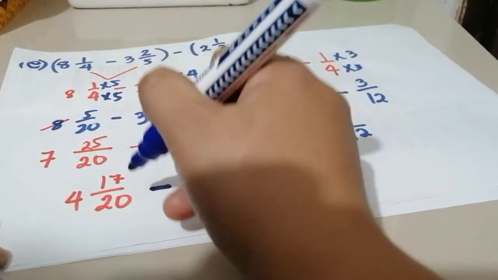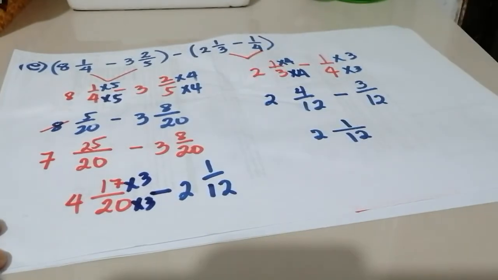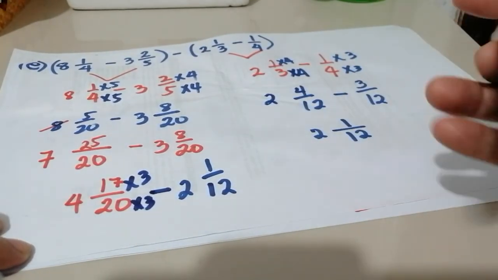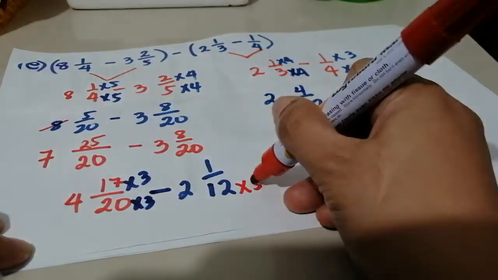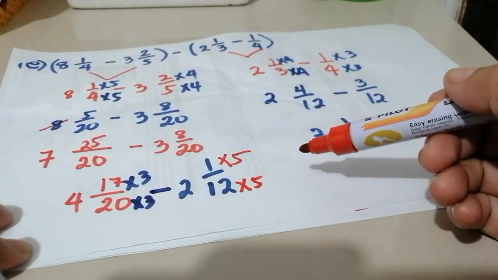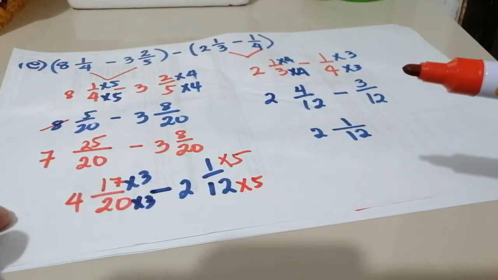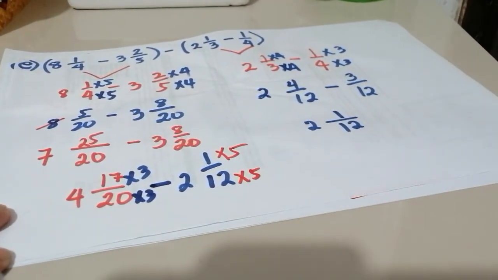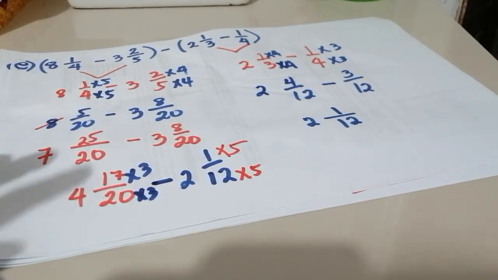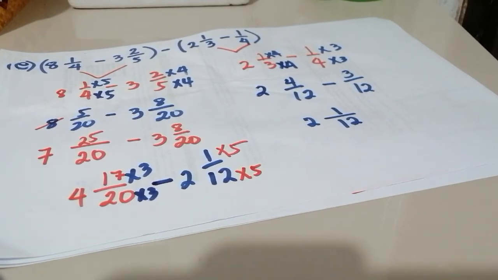Okay, so how can we make this denominator 60? We need to multiply this 20 by 3, by times 3 here. And then here, we have to multiply the 12 by times 5 here and times 5 here. Why? Because when we skip count by 12, we have to skip count 5 times before we get 60. Okay? Same as with 20, by times 3 here, because when we skip count by 20, we need to skip count 3 times to get 60. Okay? So, ganun yon.